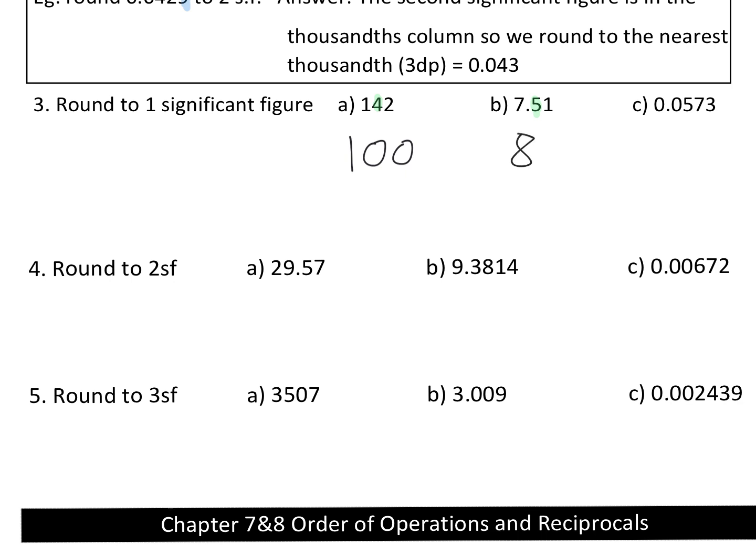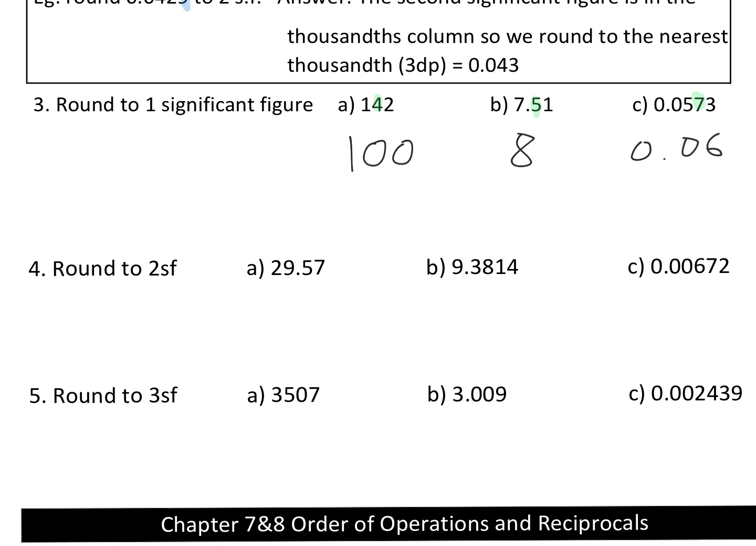And part C, we've got 0.0573. The first significant figure is in the hundredths column, so we're rounding to the nearest hundredth, or 2dp. The digit after that is 7, and that means we round up. So we've got 0.06.